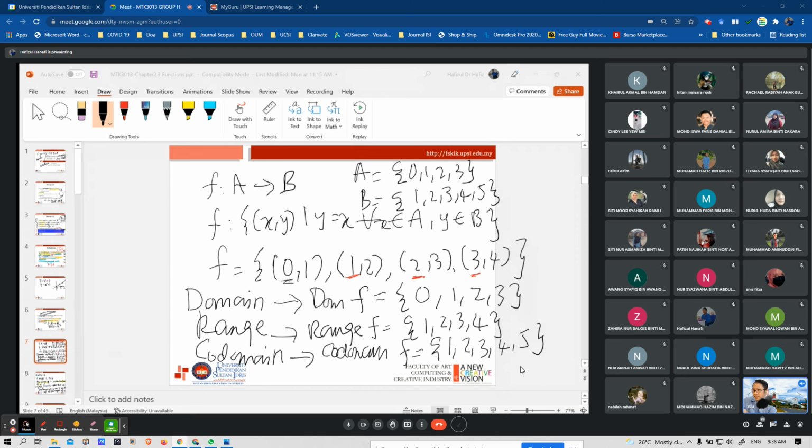The codomain is differentiated from the range. So I hope the concept of domain, range, and codomain will be clear from this example. We have range, and then we have codomain. And you can see from here that range is a subset of codomain.